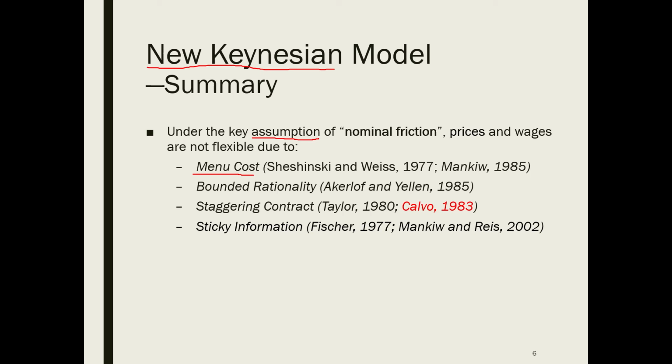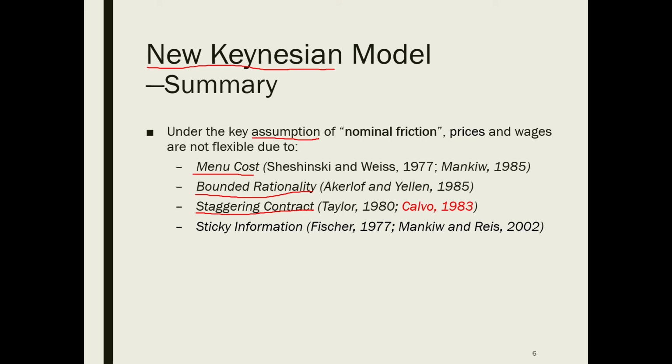The second type of new Keynesian models is bounded rationality. In these models, people do not even know what is the optimal price due to the cost of information. So you can't reset the price because you don't know what price to set. The third type of new Keynesian models is the staggering contract model, which is the most popular way in the mainstream new Keynesian models.